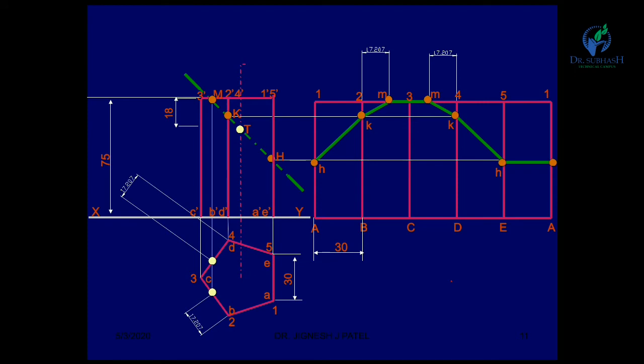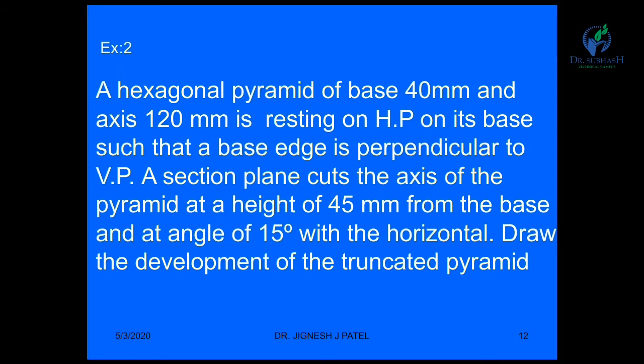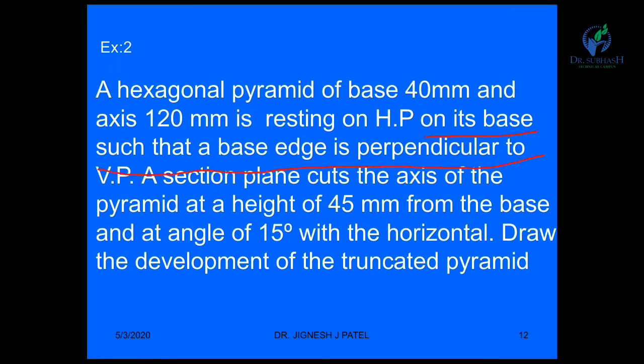Okay, so it is known as the development of the truncated prism. Now let us understand one more example. A hexagonal pyramid of base 40 mm and axis 120 mm is resting on HP on its base, such that the base edge is perpendicular to VP.